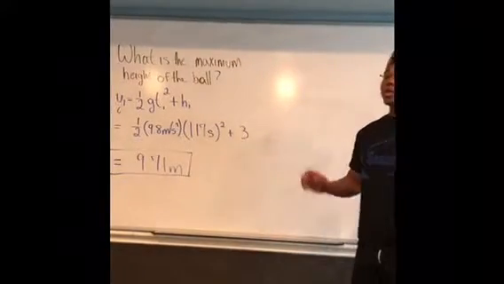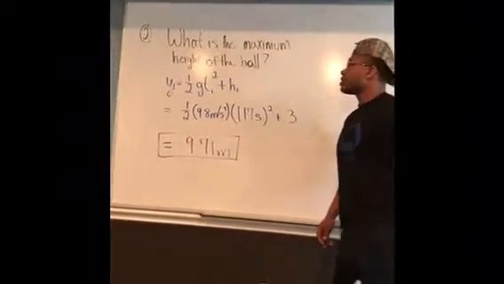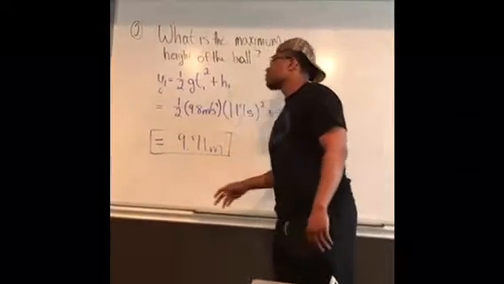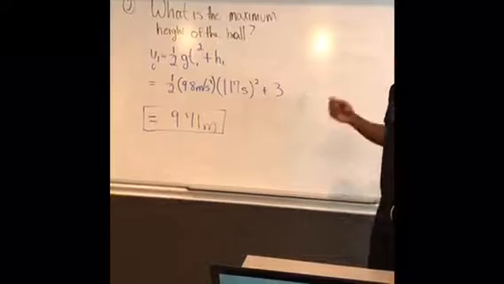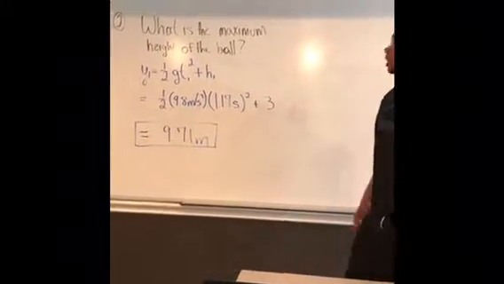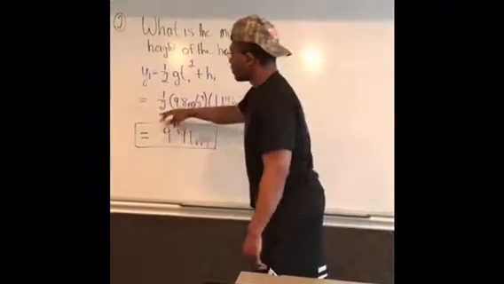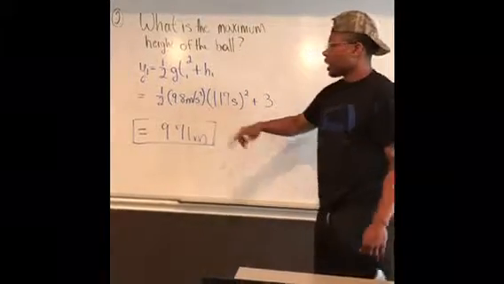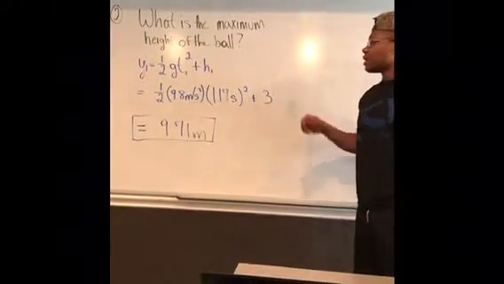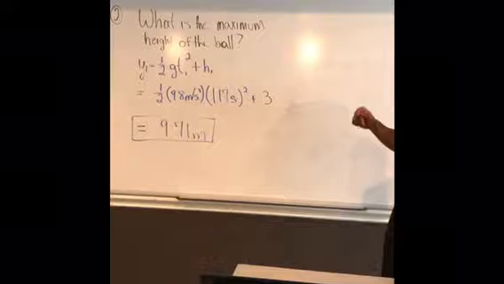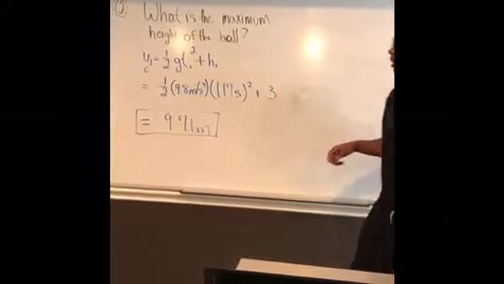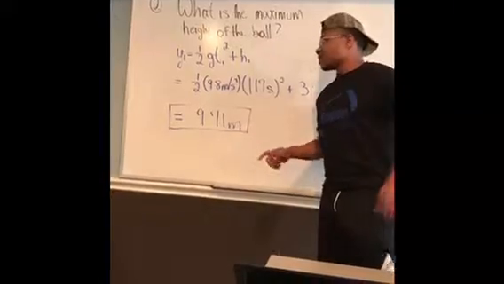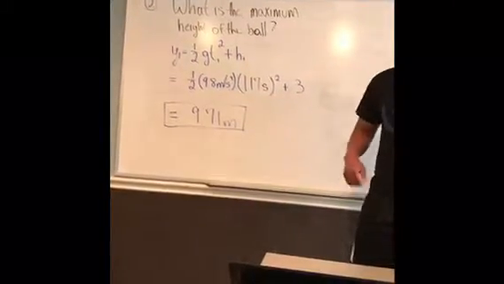Okay, so for the next question, we're trying to find what is the maximum height that the ball reaches when shot in the air. And we use the equation y equals 1/2 times gravity times time squared plus the height of the unit. And when we plug in our numbers, it would be 1/2 times 9.8 meters per second squared times 1.17 seconds squared plus 3 meters. And the answer that we get is 9.71 meters is the maximum height.